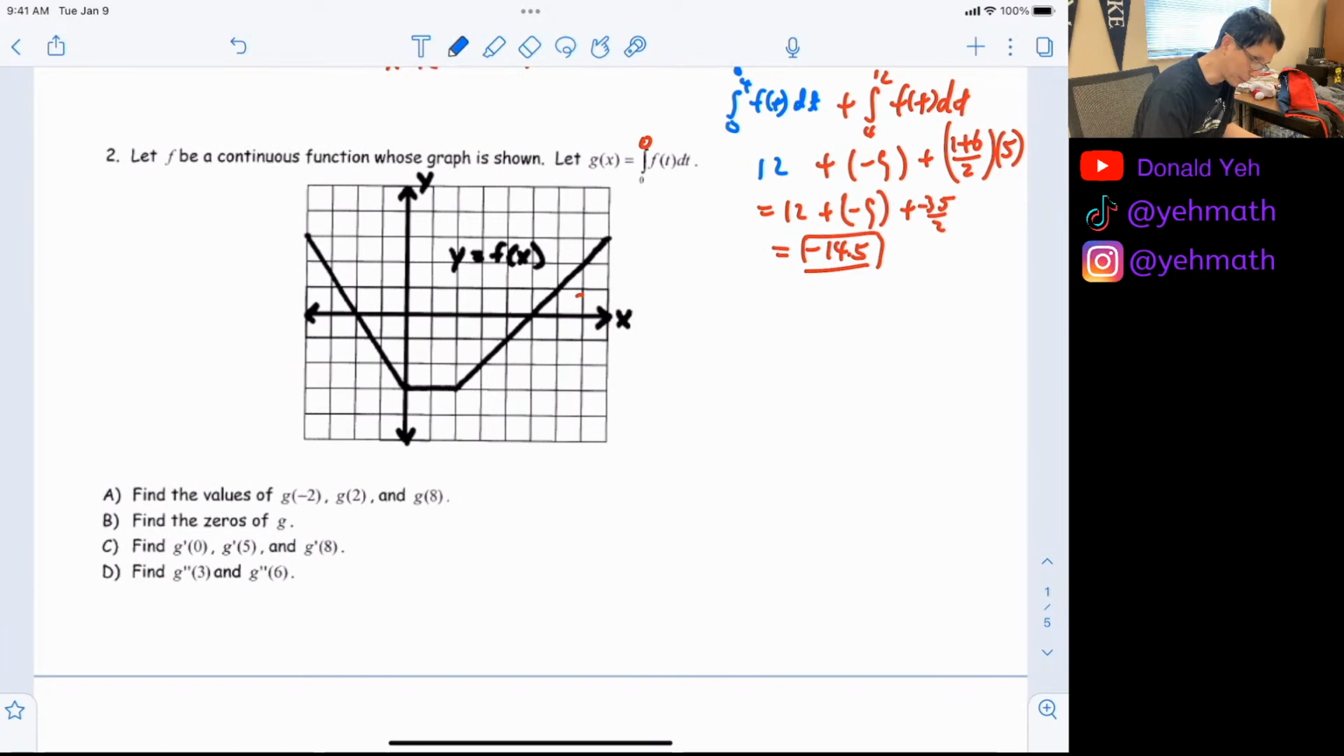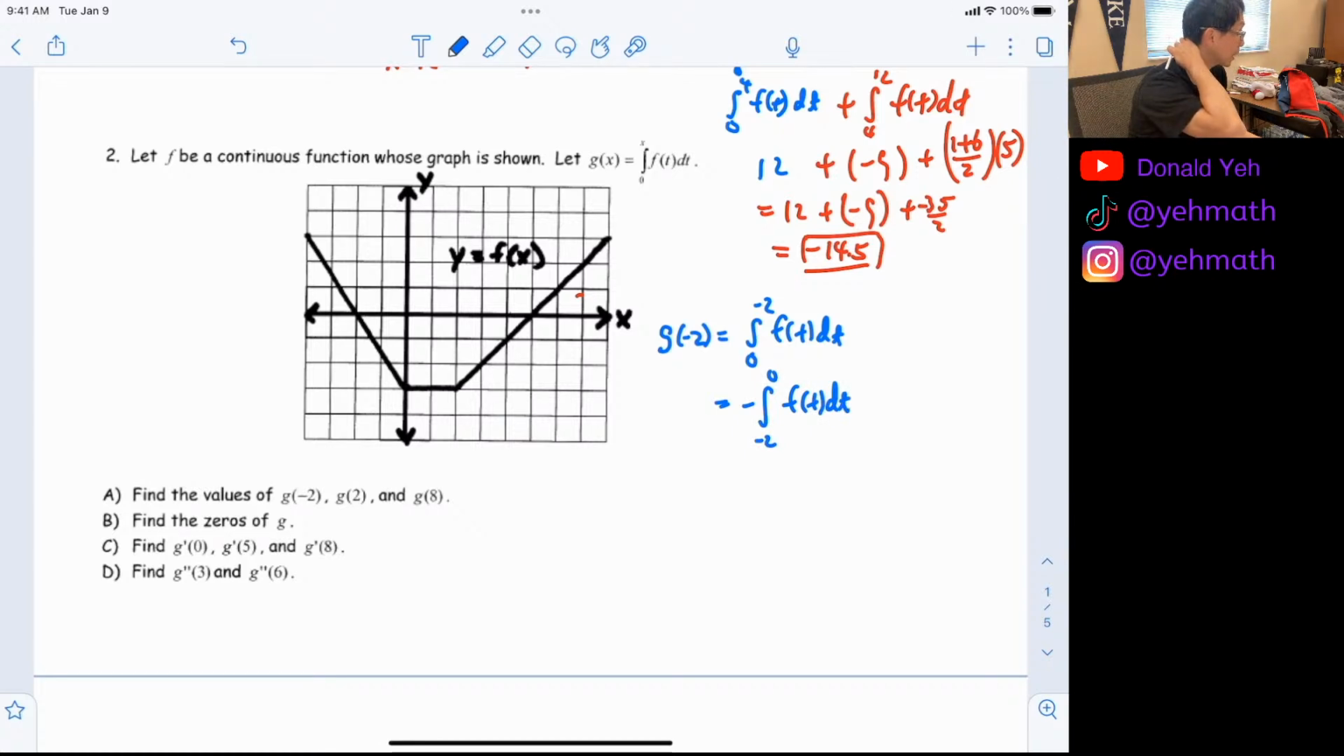So g of -2, right? I think the boundaries are x, so g of -2. Then you're going to write out from 0 to -2 of f(t) dt. Since the boundary is off, I'm going to switch from low bound to high bound. All I have to see is the area under the curve. So it's 3. So it's -3. Oh, negative, sorry. It's -3.